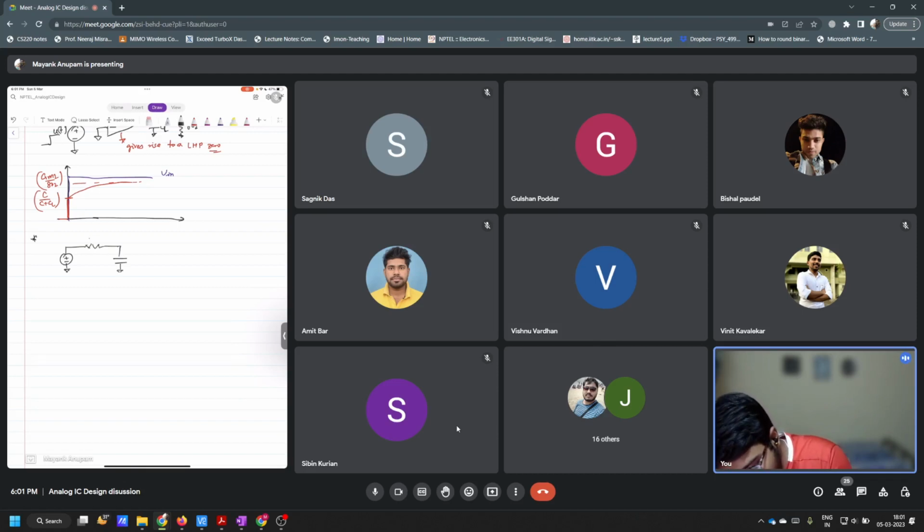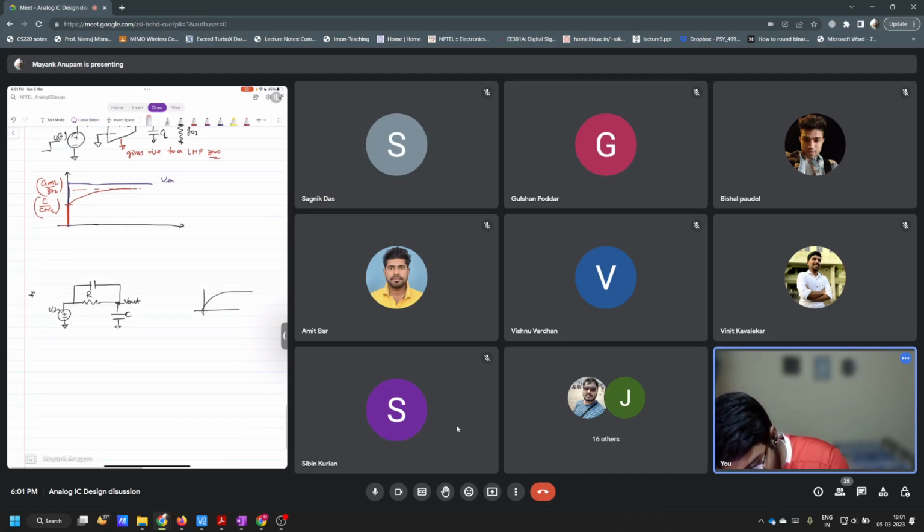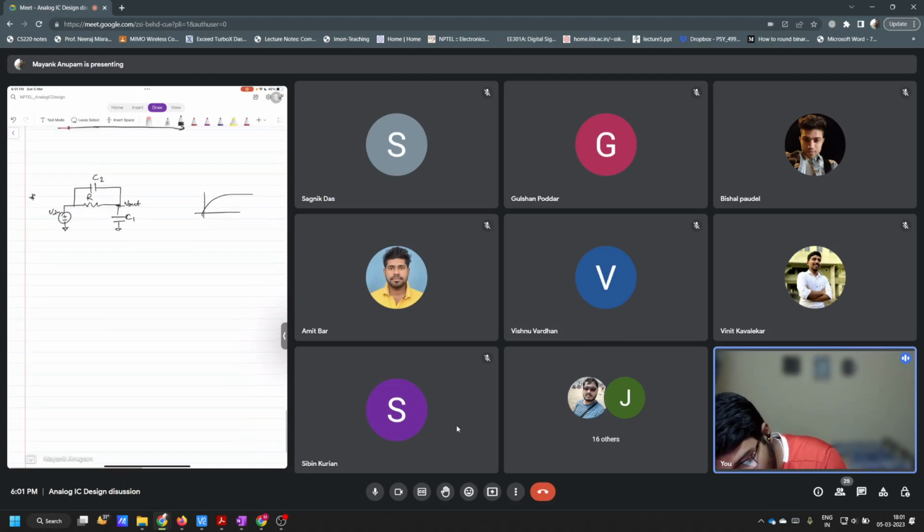So this is an RC circuit, right? Correct? And you know that the system's response is like this. Okay? Now what happens when I do this? So what happens when you do this? C2 and this is C1. I mean, what is the response? What is the transfer function between input and output? V out by V in. What is the transfer function?